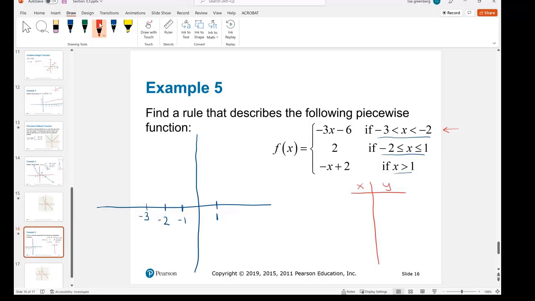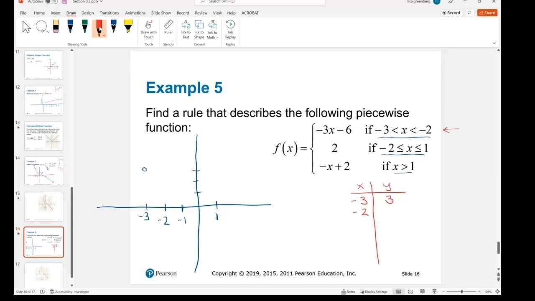So let's pick a number. Let's pick both -2 and -3. Even though they're going to be open circles, I really want to know what those values are. So when x equals -3, I'm going to use the top function. And that would be -3 times -3, which is +9 minus 6. So I get a +3. So 1, 2, 3, which means at -3, I get +3, but it's an open circle because it does not include -3.